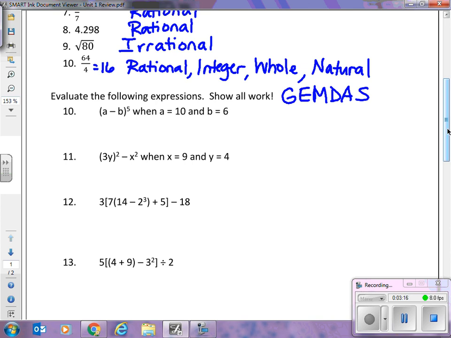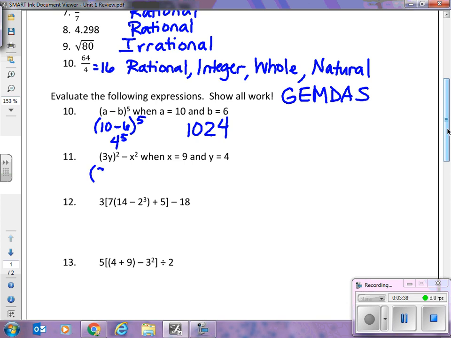All right, so in number 10, the first thing you need to do is take the letters out and put the numbers in. So when I do that, that gives me 10 minus 6 in parentheses to the 5th power. Okay, you want to do parentheses first in this case. 10 minus 6 is 4. And then when you take 4 to the 5th power, your answer comes out being 1024. For number 11, I want to take the letters out.